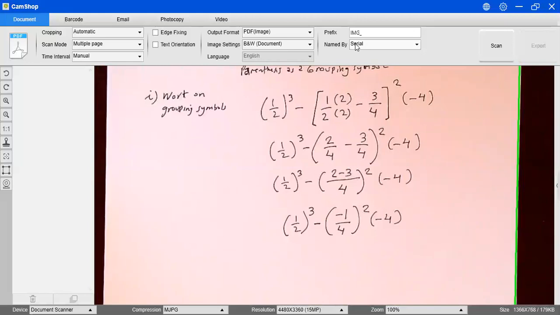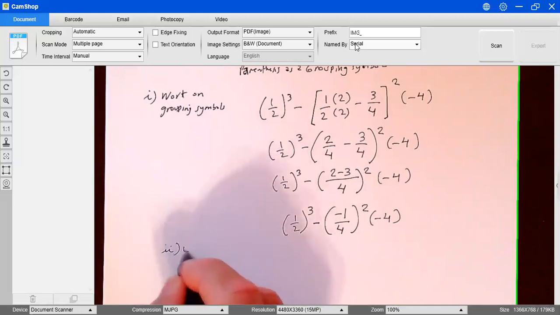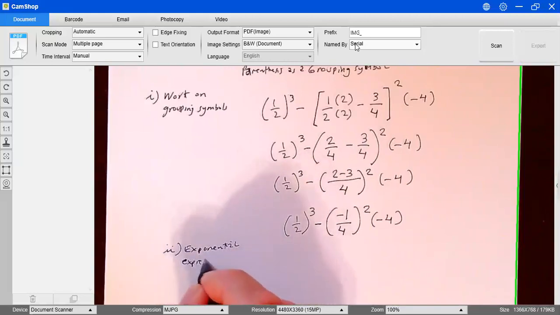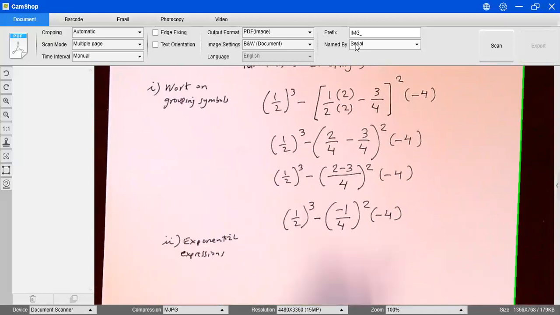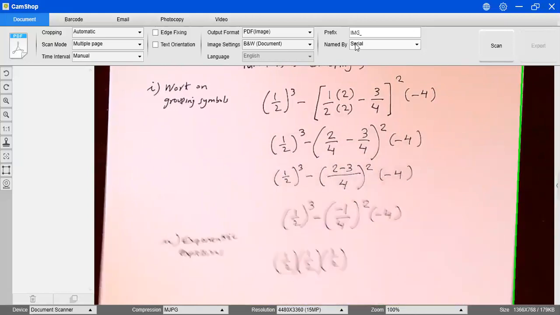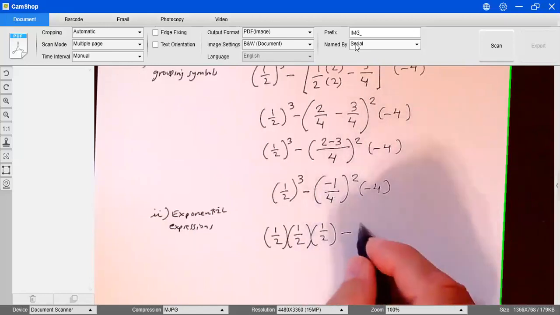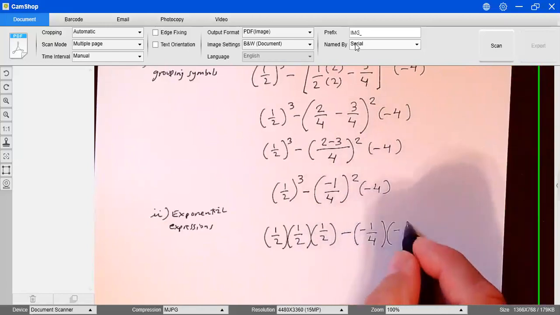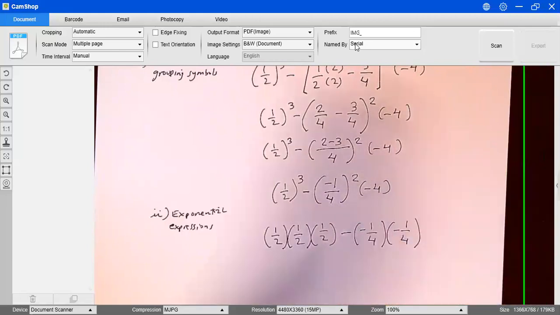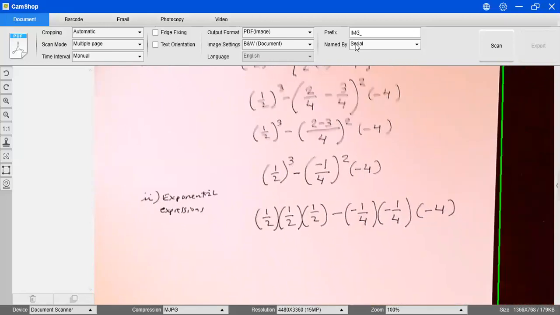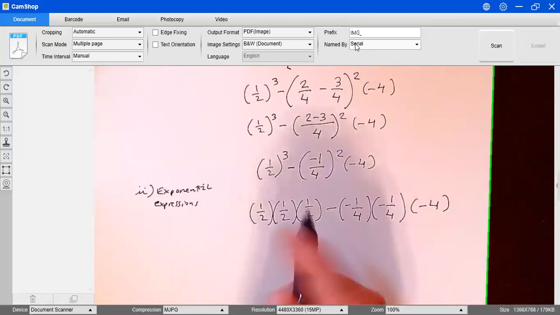So now we have to work on exponential expressions. That's the next step. So we're going to simplify exponential expressions. So the first one, the base is 1/2 and multiplies itself 3 times. So that's this one. Then I have negative. Then I have this new base, -1/4, that multiplies itself, only the multiplication is 2 times. And finally, times -4.